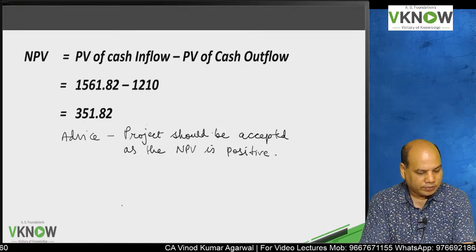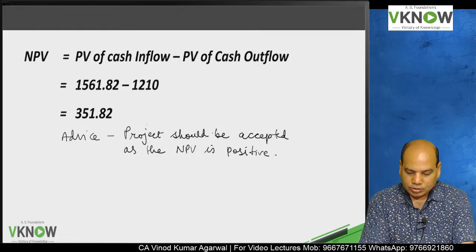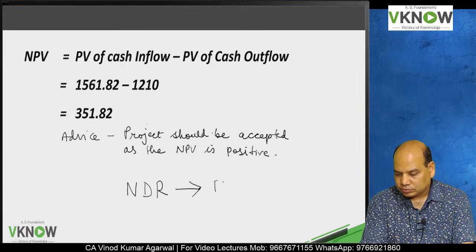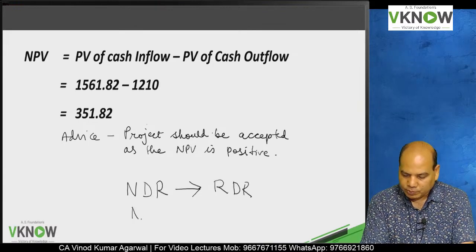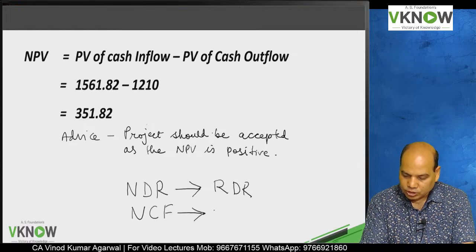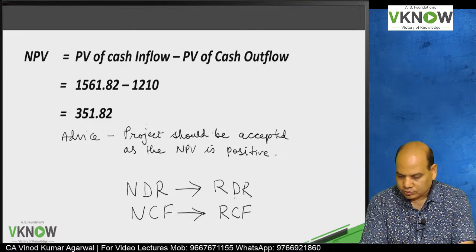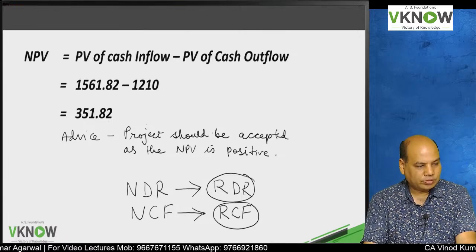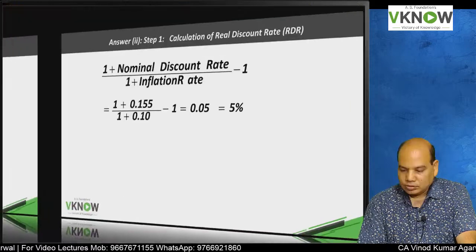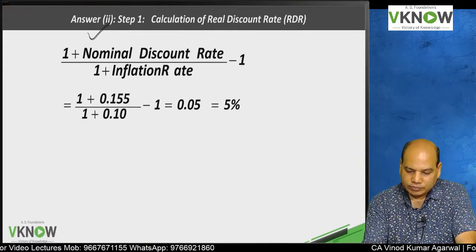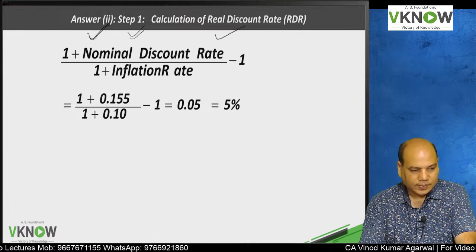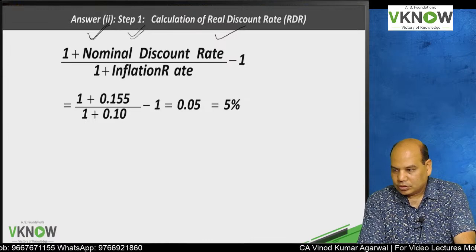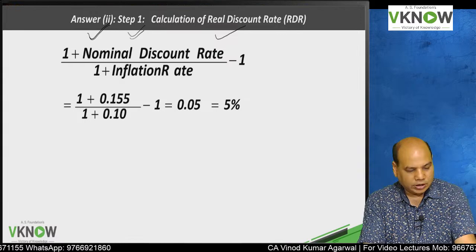Now we have to solve it by real cash flow technique. You are given nominal discount rate. You will have to convert into real discount rate. You have computed nominal cash flow. You have to convert into real cash flow. Real discount rate and real cash flow will be used. Is it right? So write down answer of second part. Under that write down next line step 1. Calculation of real discount rate.